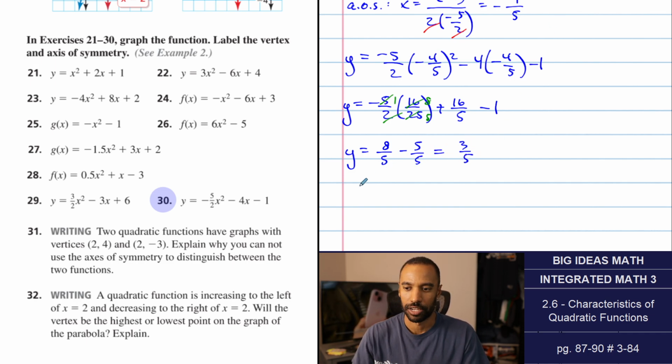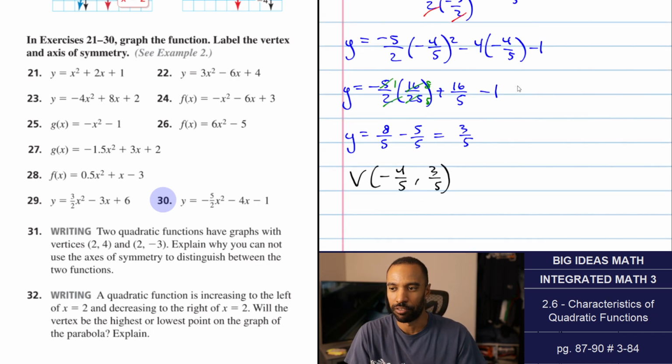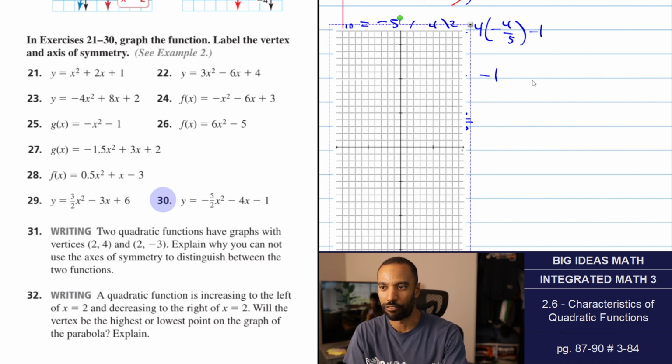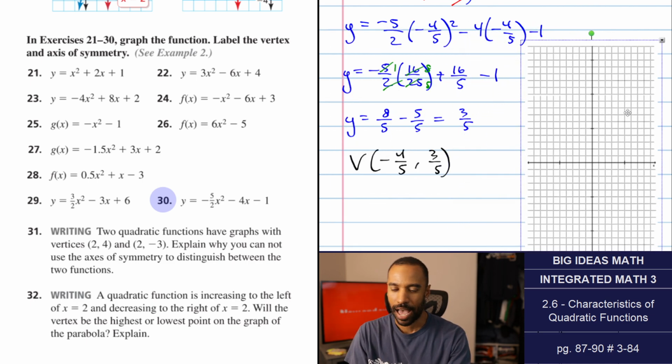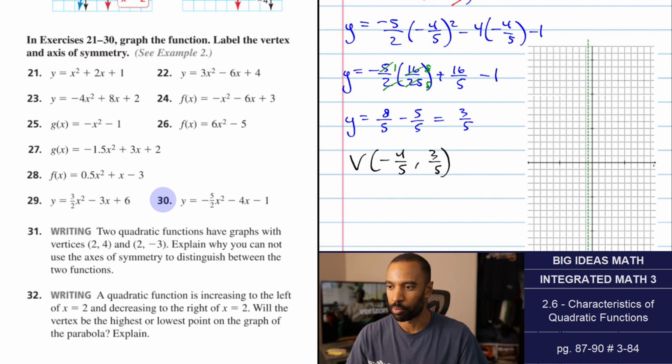So you have a vertex of negative 4/5, comma, 3/5. The one saving grace I have on here is the y-intercept is -1, but that's only going to be 1 point away from there, I do believe. So I have an axis of symmetry at -4/5. That alone is hard enough to show when plotting. Like, did I plot it well at -4/5, or does that look more like, you know, -7/10? You know what I mean?